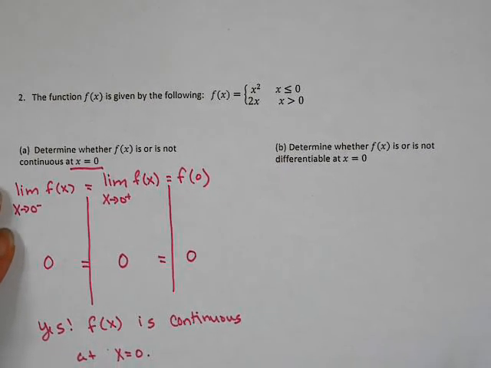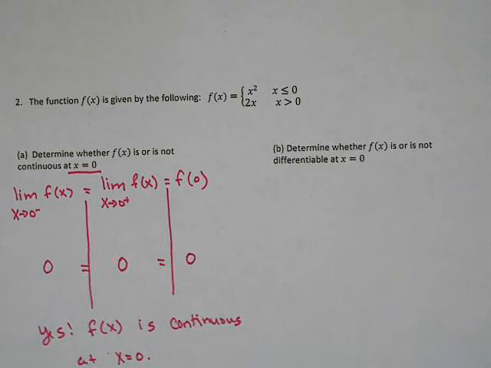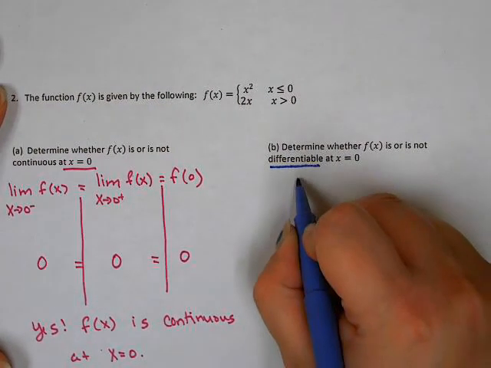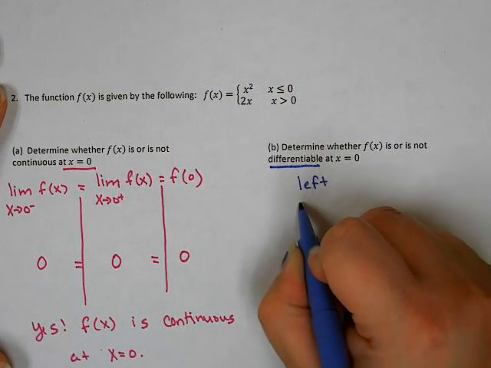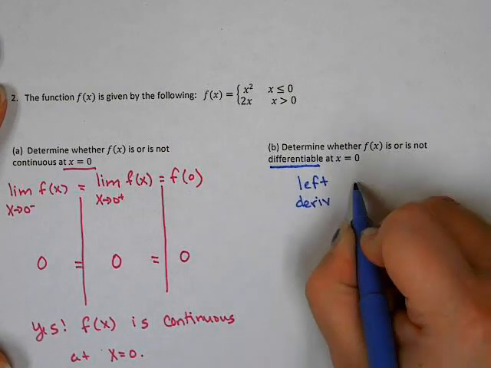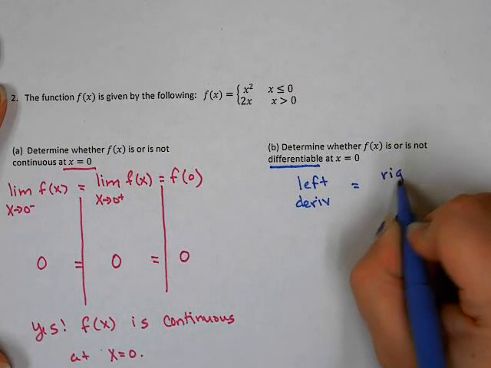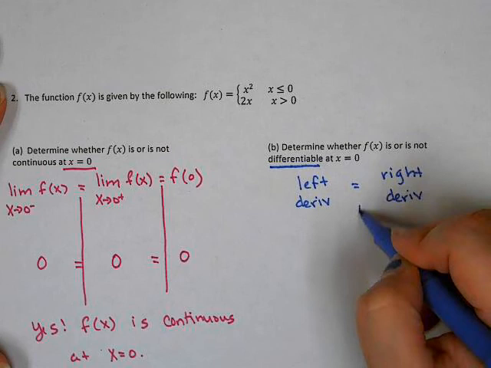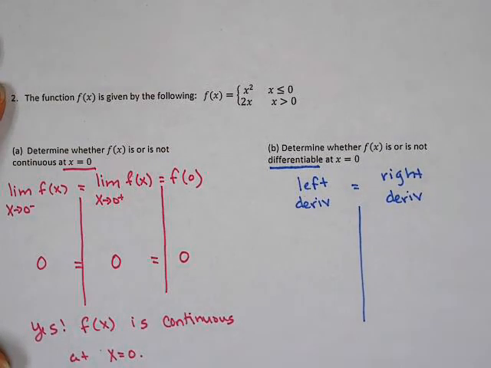Okay? Now, the second part of this question says determine whether f of x is or is not differentiable at x equals 0. So we're going to do a process that's actually very similar. If you remember, I told you that in order for it to be differentiable, the derivative from the left has to equal the derivative from the right. So we're going to see what that actually looks like, okay?